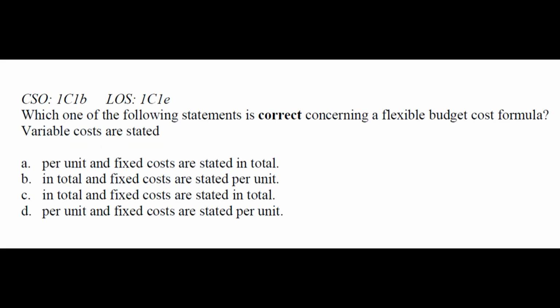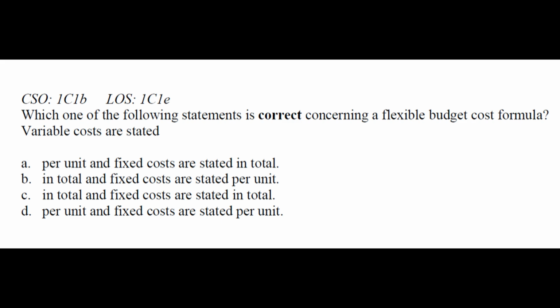This question tests your understanding of the flexible budget cost formula, an important concept in budgeting and cost behavior analysis. A flexible budget adjusts expected costs and revenues to different levels of activity, making it more useful than a static budget for performance evaluation. The key point is that variable costs change in proportion to activity, so they are expressed on a per-unit basis. In contrast, fixed costs remain constant in total within the relevant range, regardless of the activity level. Understanding this distinction is essential for preparing flexible budgets and analyzing cost variances.